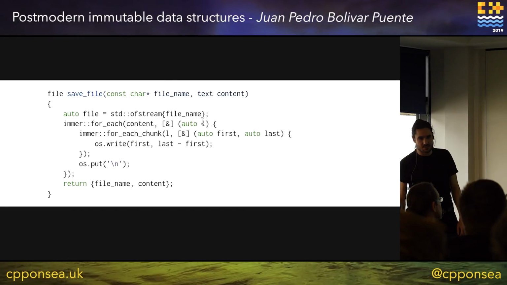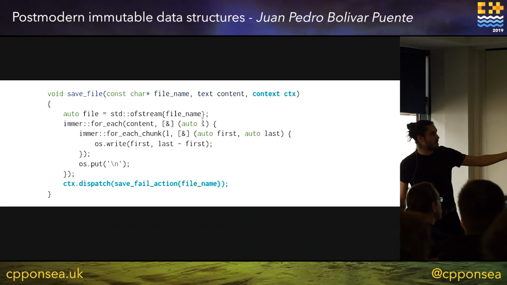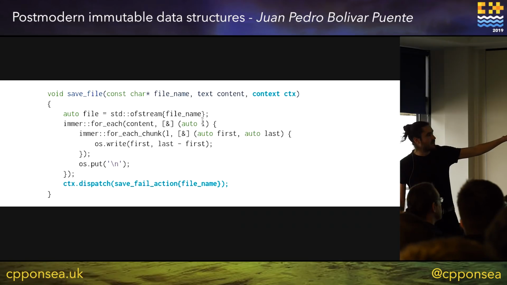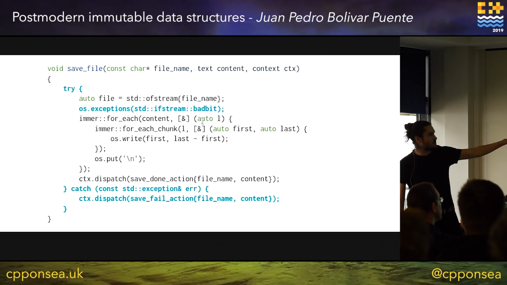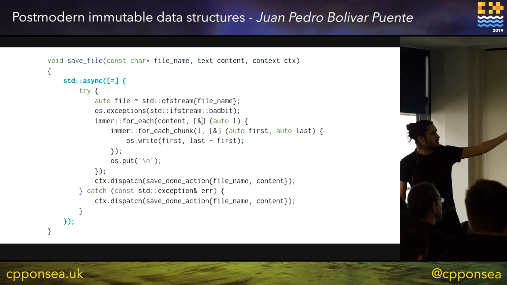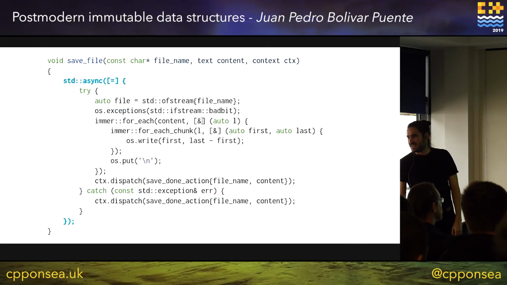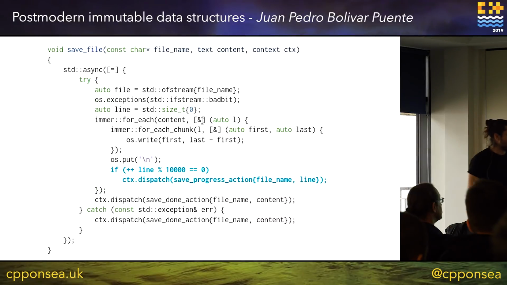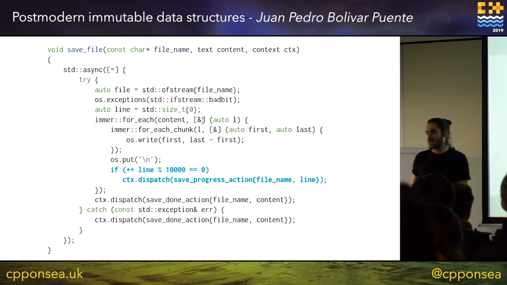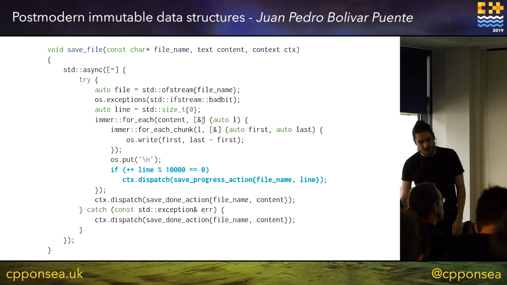Then finally concurrency, but I don't have much more time. Basically, there is the save file function that you saw. We can move the dispatch inside of the save file instead of the lambda that was outside. Then we can add some error handling by putting a try catch and dispatching something failed if something fails, and just put it in a lambda with an async, and now you're done doing it concurrently. Now you can also show the progress by, from time to time, dispatching an action that shows the progress.